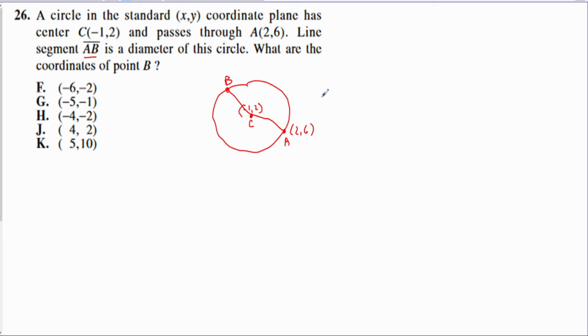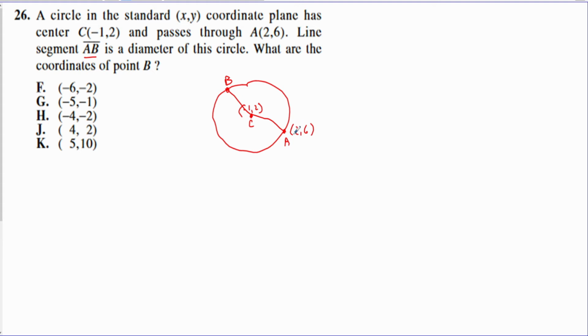So again, we could do a lot of algebra stuff, but here's the big idea. This line segment AB, point C, is the midpoint, okay? So in order to get from A to B, the distance from A to C and the distance from C to B has to be exactly the same. So here's how I'm going to figure this out.